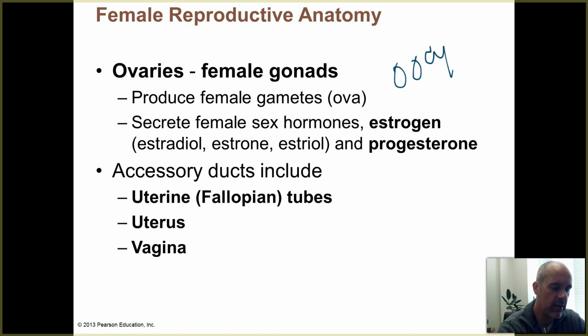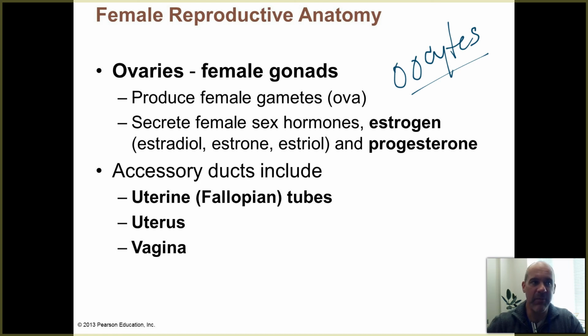Oocytes are the immature versions of the ova. An ovum is fully mature, which means it has completed meiosis. It's done both stages of meiosis. But interestingly, that only happens if fertilization occurs, as we'll see.